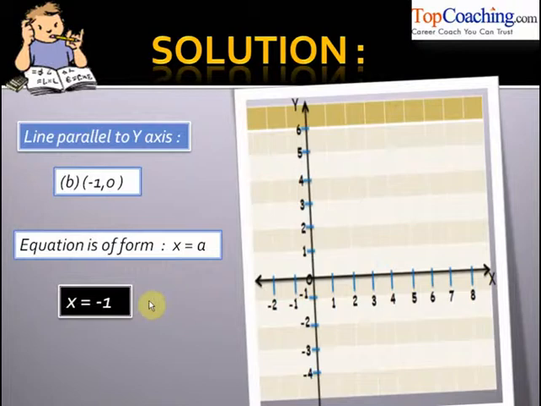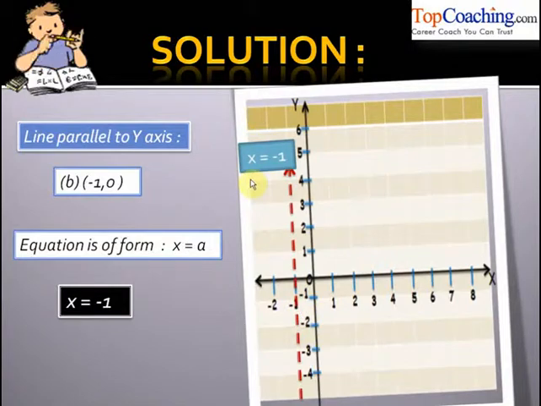Now let's try to represent it in the graph. This dotted red line is actually x equal to -1. So this is a line that is parallel to the y-axis and it also passes through the point (-1, 0). (-1, 0) is this point, and this line passes through it. So x equal to -1 is the equation of the line which is parallel to the y-axis and passes through the point (-1, 0), and this represents the graph of x equal to -1.